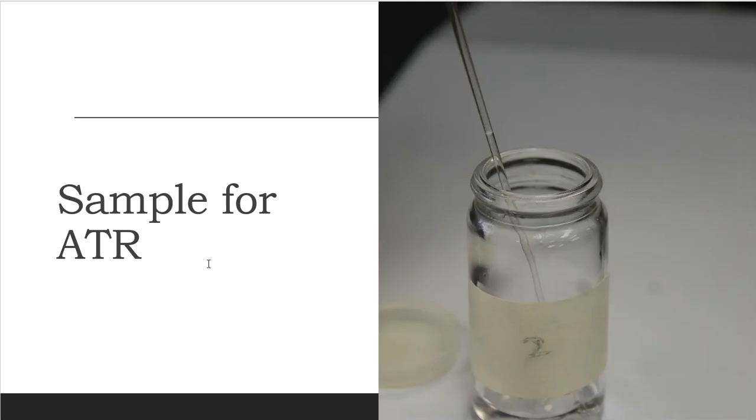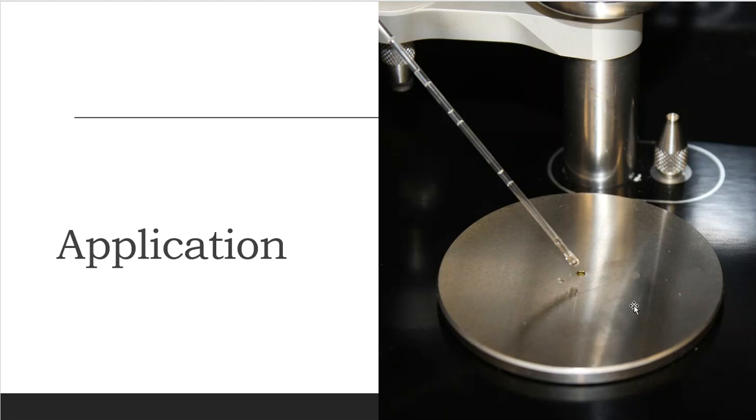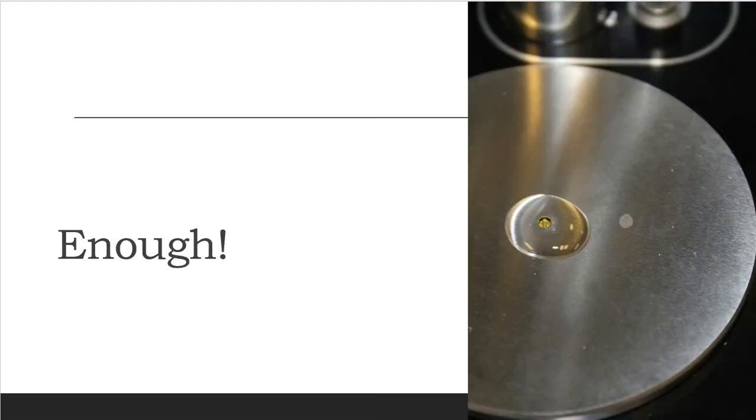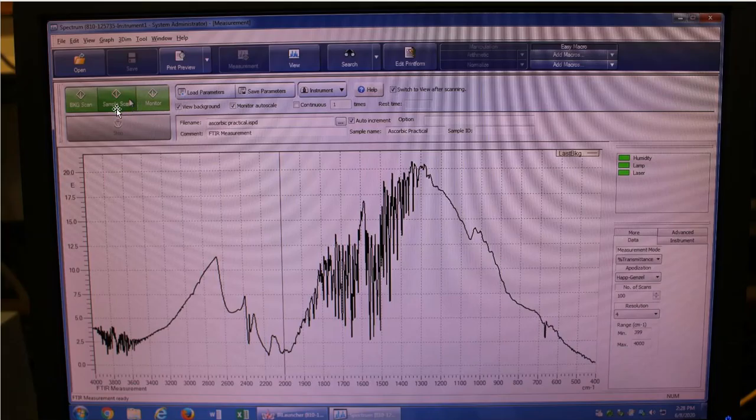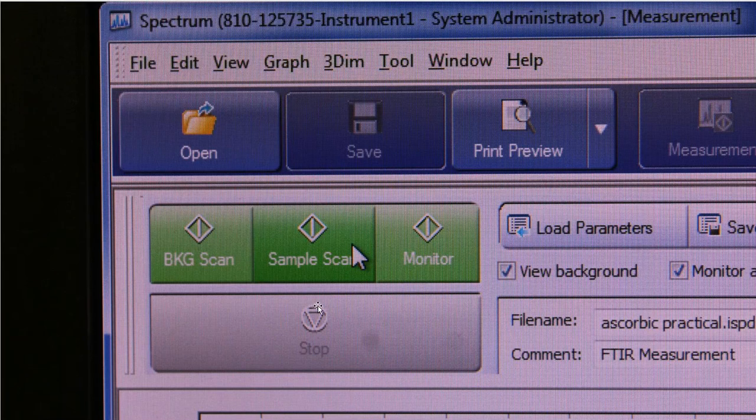All right, so I'm going to take the sample for the ATR, and I'm going to put it onto the plate that's up here at the very top. It only takes a couple of drops. That's really all that it's going to take. And then up here on the main screen to the left at the top, you're going to see the three big green buttons. The one in the center says sample scan. And that's the one that I want to press because this is my sample that I'm running.